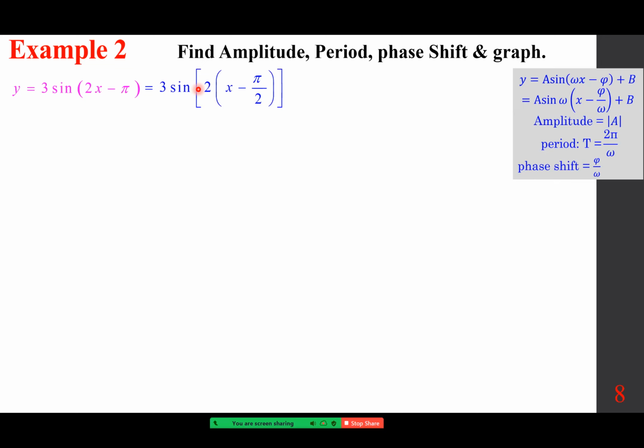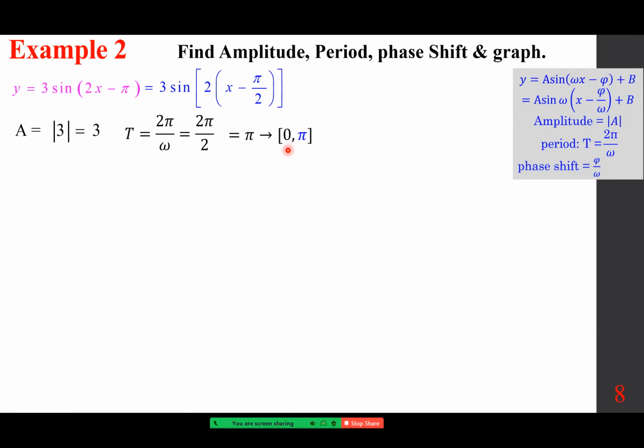If you write it in this format, then they work easily. You must take the multiplier 2 out. So first we take it out. The amplitude is 3, absolute value of 3 is 3. The period is 2 pi over 2, which makes it pi. As a result, we're going to go from 0 to pi.